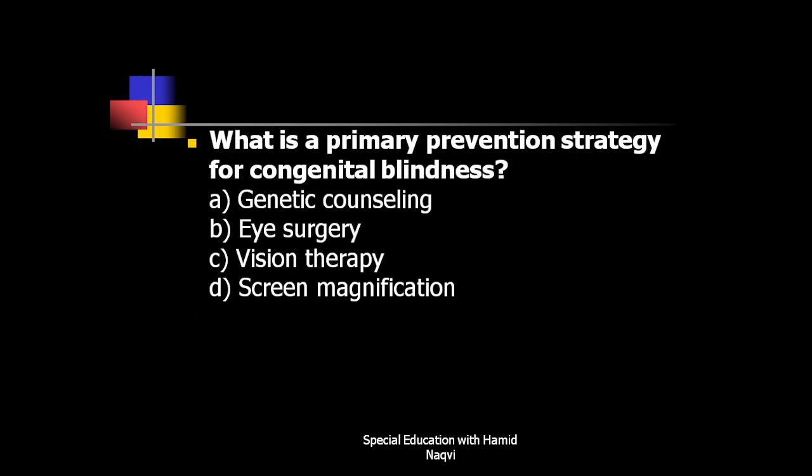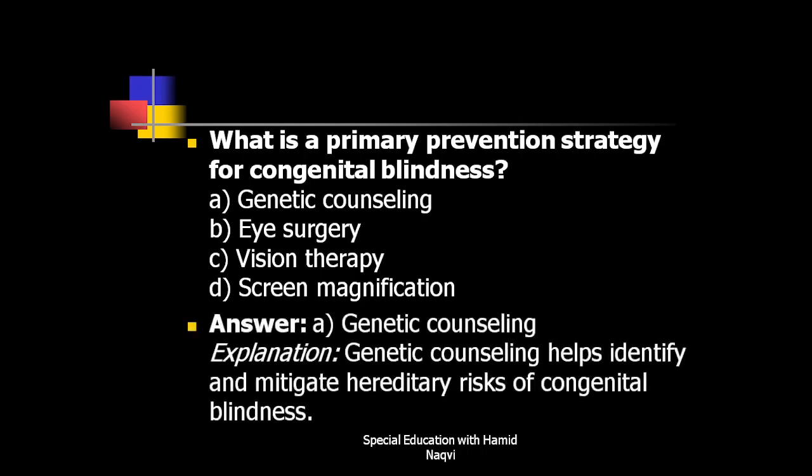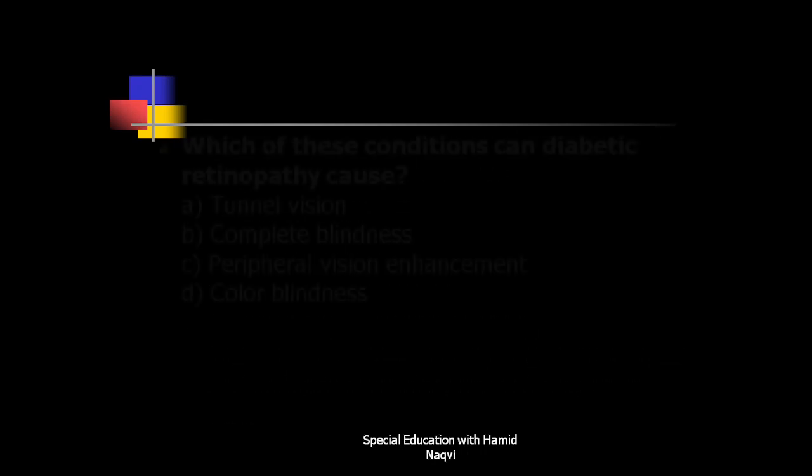What is primary prevention strategy for congenital blindness? Genetic counseling, eye surgery, visual therapy, or screen magnifying? Genetic counseling, because genetic counseling helps identify and mitigate hereditary risk of congenital blindness.